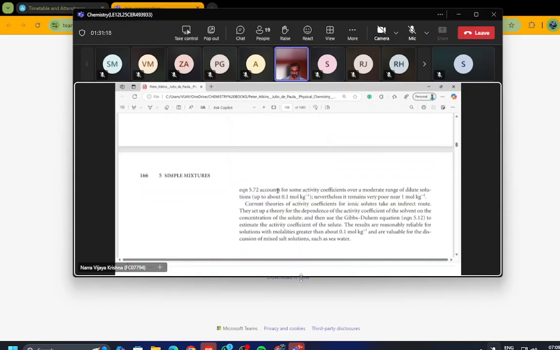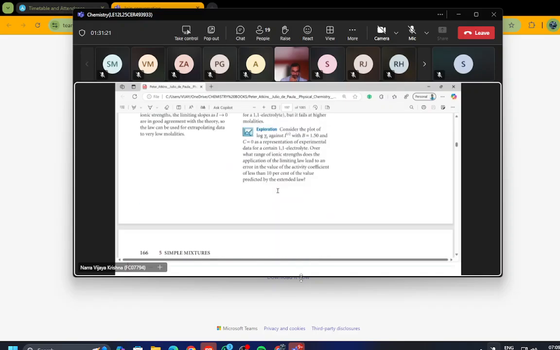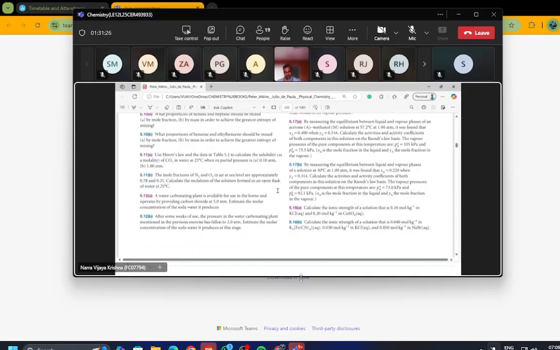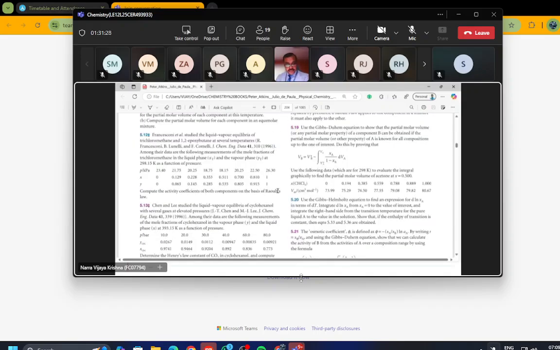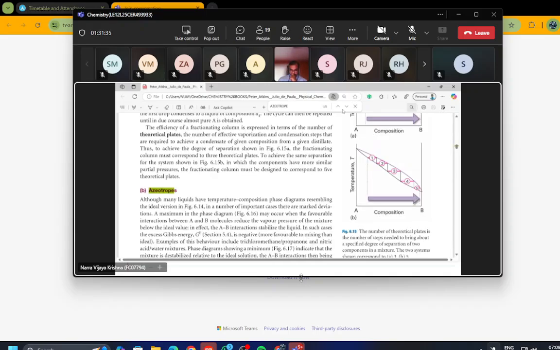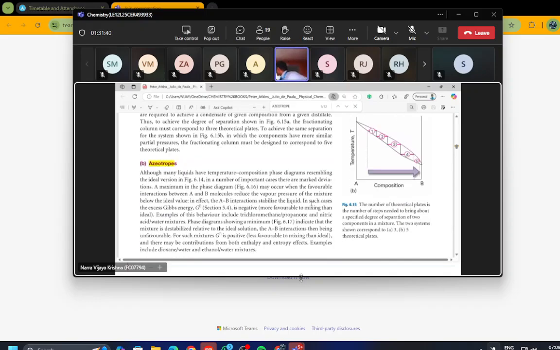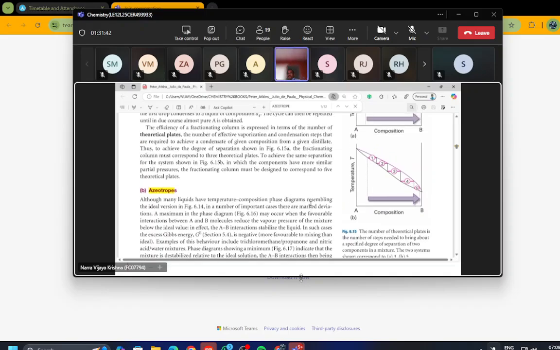Where is that graph, man? Observe, sir. What I told you about T versus composition. Have you seen this graph or not? Below this bottom curve, you will find only liquid, and above that bottom curve, vapors.